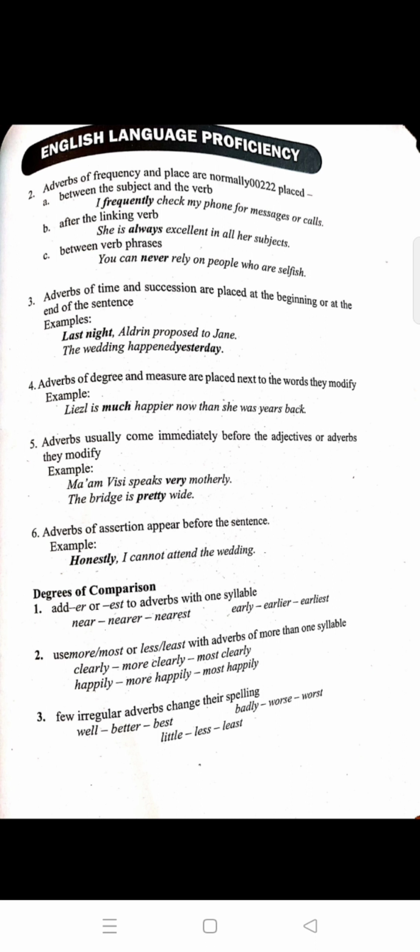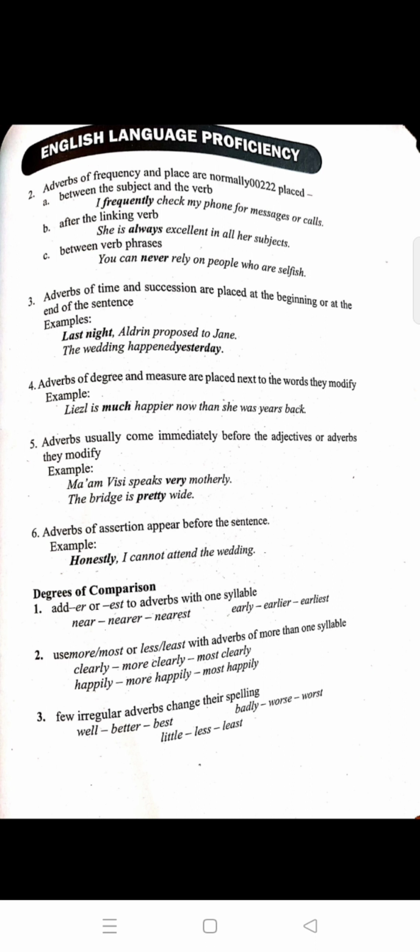You say, last night Aldrin proposed to Jane. Last night is placed at the beginning of the sentence and it is an adverb of time because it is trying to modify when did Aldrin propose to Jane. That is last night. And then when did the wedding happen? It was yesterday. So that's the adverb of time.